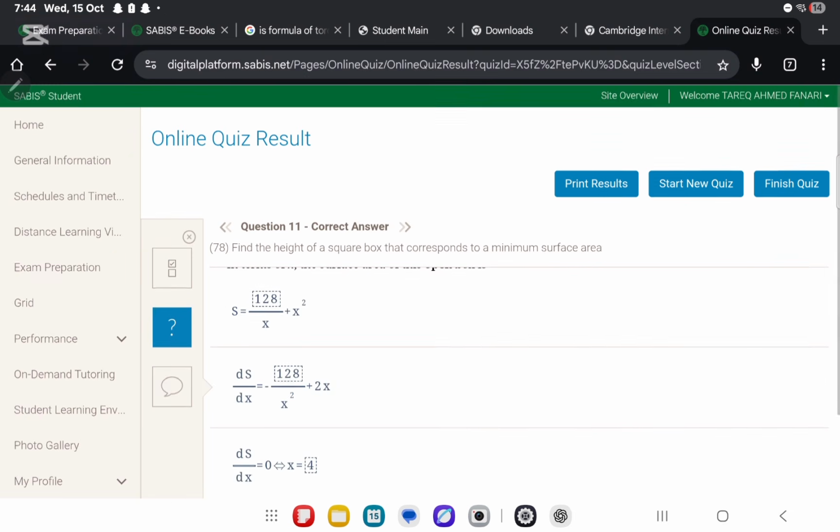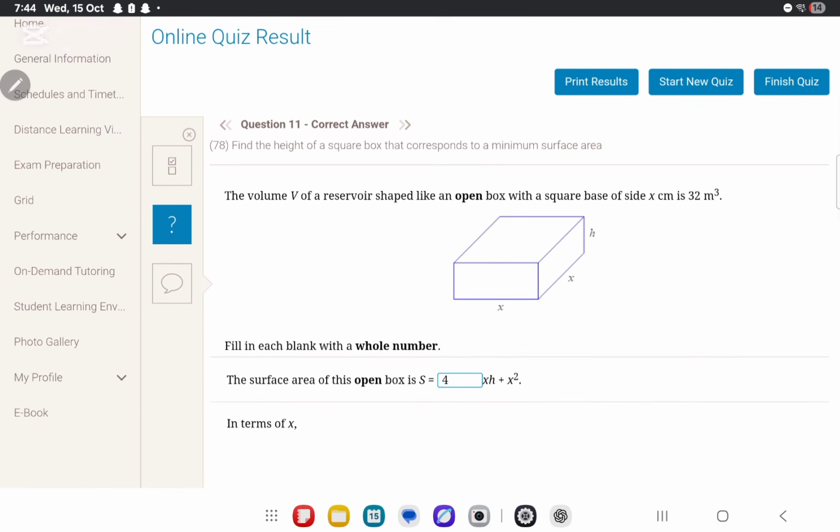I'm gonna explain this so I don't have to re-explain it again. It's gonna be the surface area of a box. Okay, this is a box. This is a square, so it's gonna be x here also. Also, I have this given to me, so x times h.